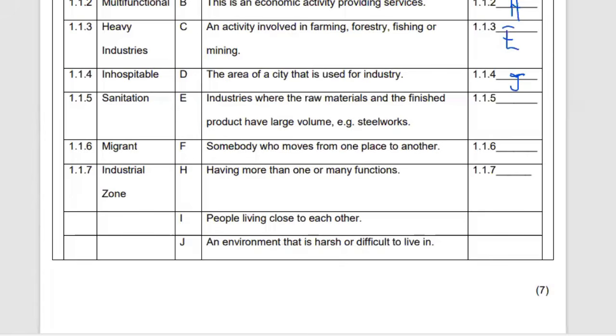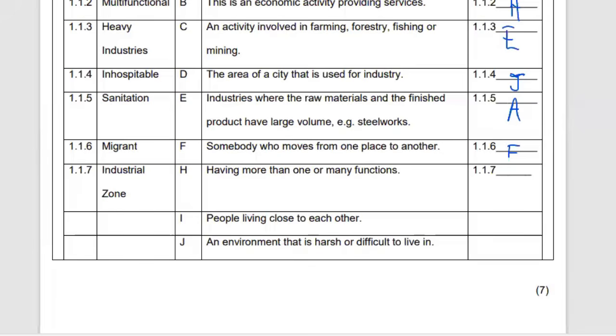Then sanitation, which response matches with sanitation? It matches with the response A, which says sewage and garbage collection and disposal. That is sanitation. Then we have migrant. Who is a migrant? Migrant matches with the response F, which says somebody who moves from one place to another. That is a migrant, somebody who moves from one place to another.